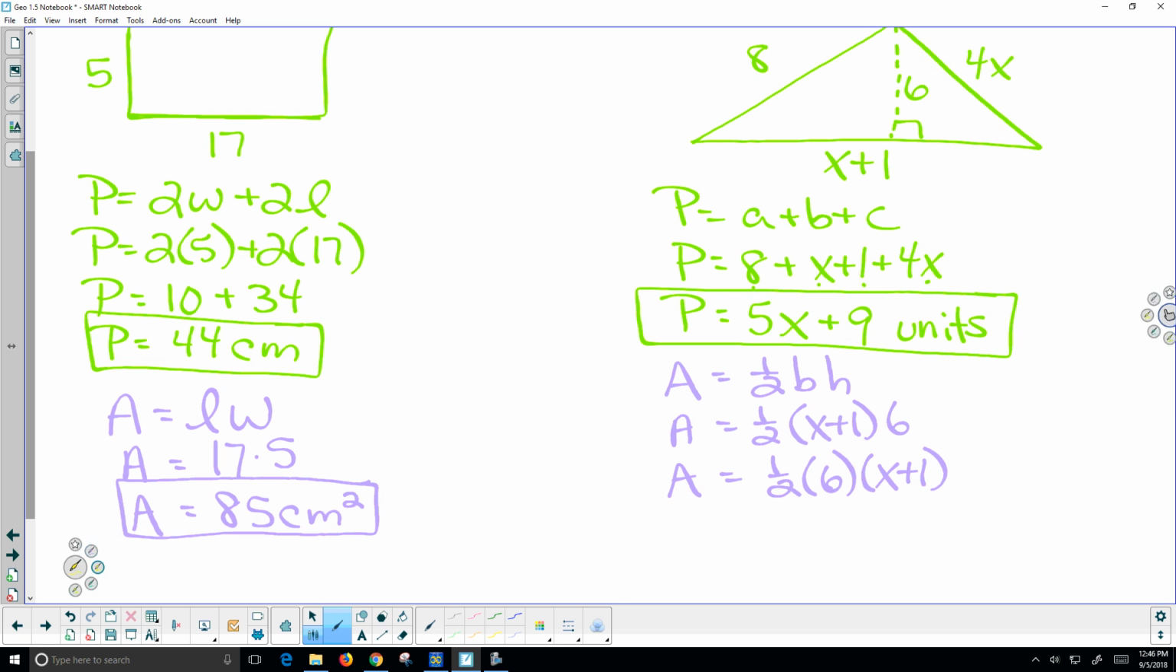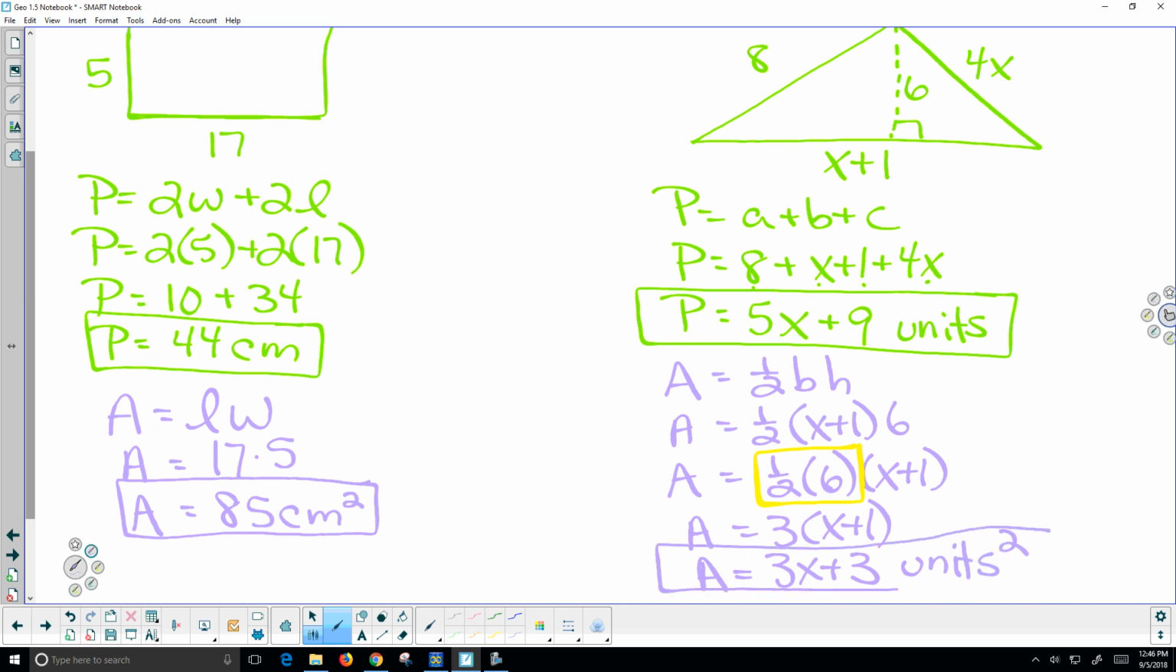because now when I've got it like this, I can do 1/2 times 6, and that's a nice easy thing for me. 6 is even, half of 6 is 3. So I'm going to say the area equals 3 times x plus 1. And I would not mark you wrong if you left it like that. Mostly, I think that you guys would go ahead and distribute it. And then if you were going to put the units, you would do units squared. So that's my final answer for that one.